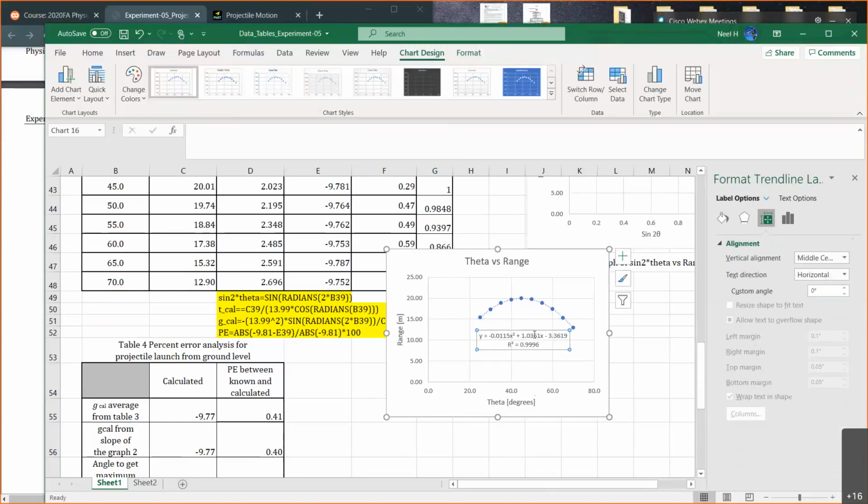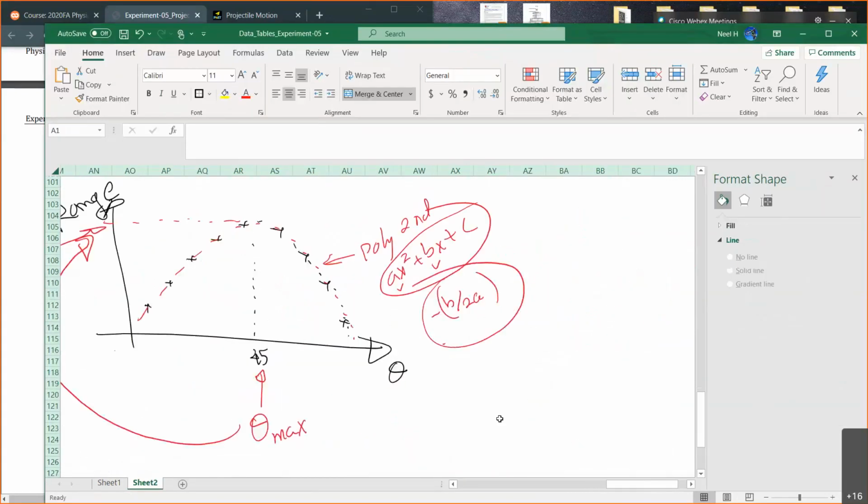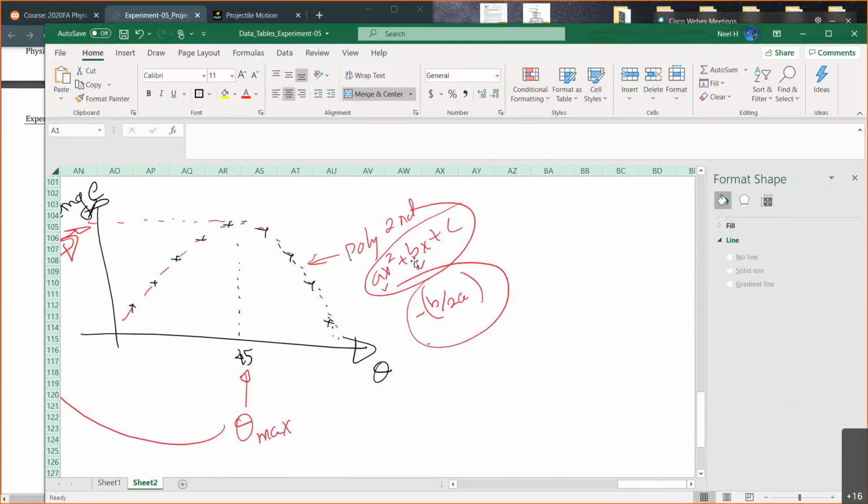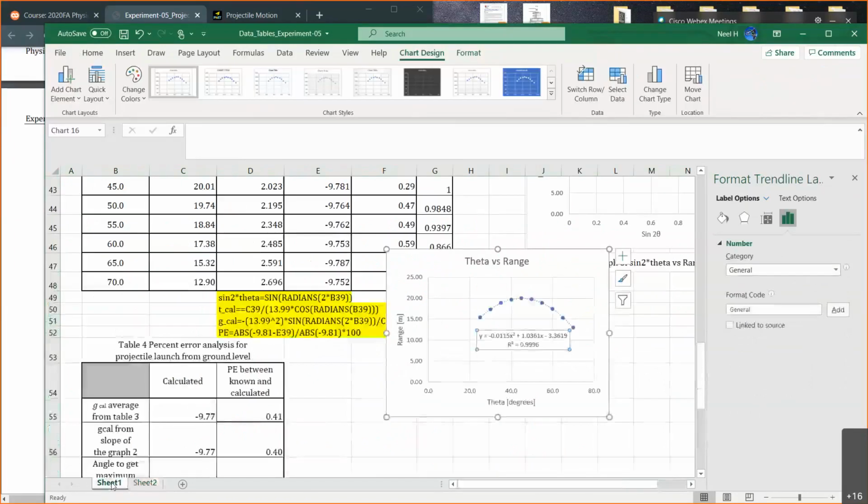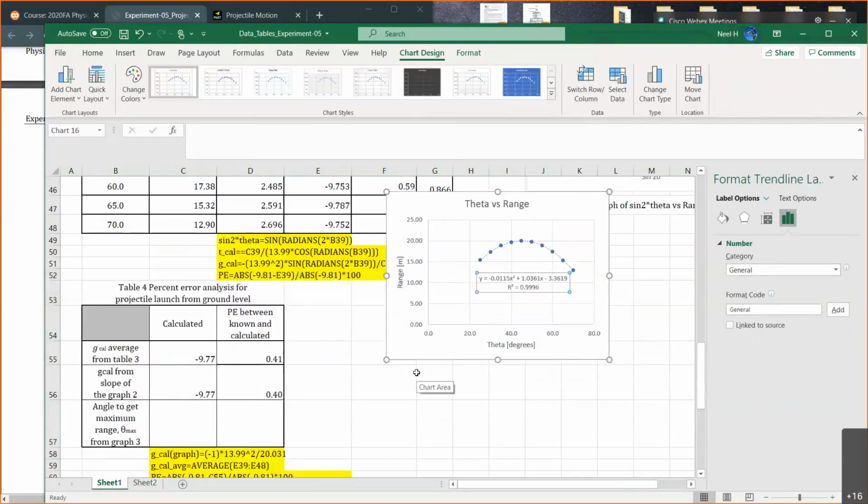Number in front of X square is the A. Number in front of X is the B. Number after that is actually the C, okay? That's what we discussed earlier. It should be fit with the second order polynomial. If it correctly fit, I should be able to see A, B, and C. By knowing A, B, I should be able to calculate what's the maximum angle which is responsible for the maximum range.